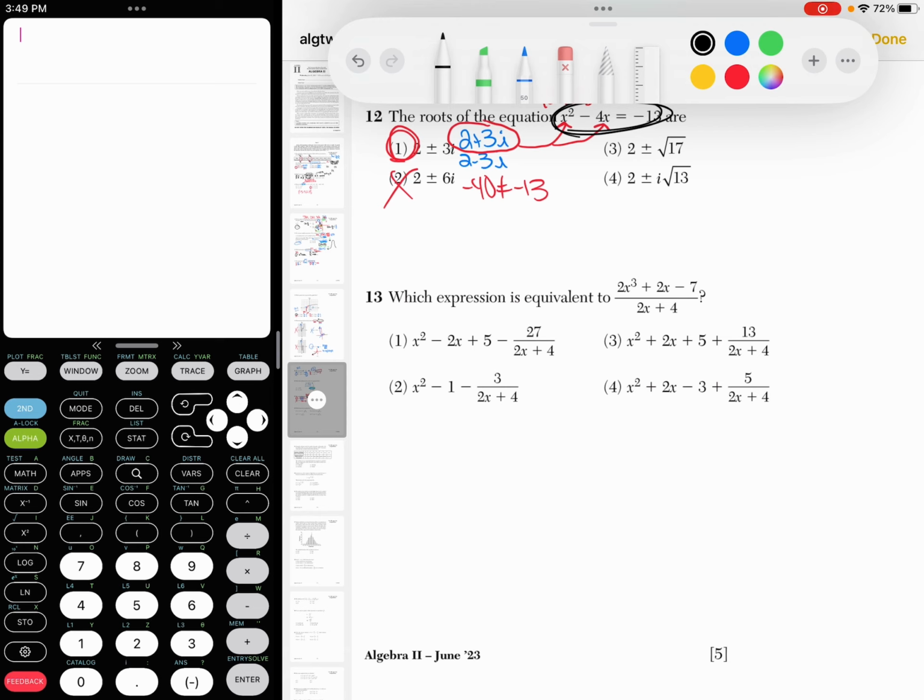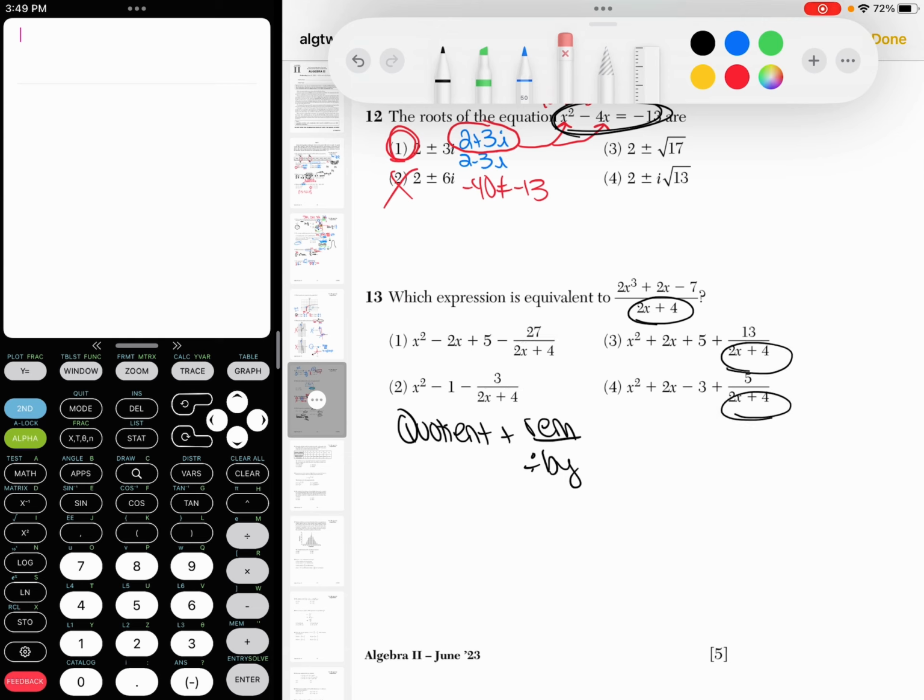So once again, the directions say which expression is equivalent to blah. It doesn't say specifically what to do, which means you have to look at your answers to try to figure out what we're supposed to do. The answers are all written in what we call quotient remainder form, right? When you have quotient remainder form, the quotient is written first plus the remainder over what you're dividing by. And notice we're dividing by 2x plus 4, and they all have that down here.